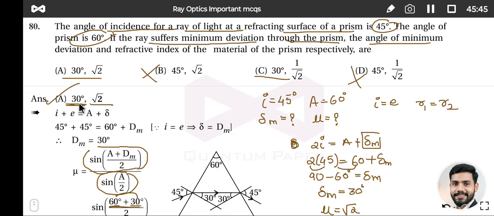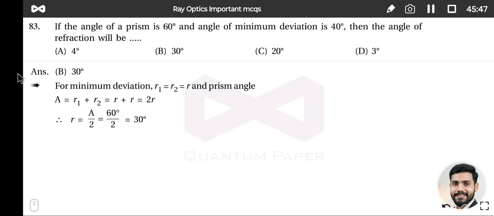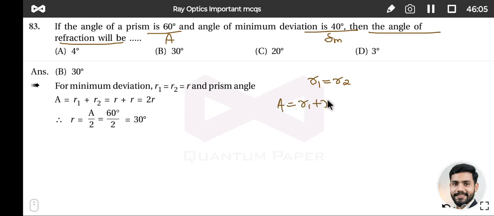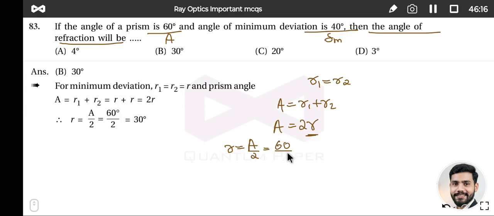Look at the next question. Next question, based on the very simple formula, angle of prism is given A 60 degree, angle of minimum deviation is given delta m 40 degree, and then angle of refraction we have to find out. So whenever the deviation is minimum, in that case we know that R1 is equal to R2, and we have one equation, A is equal to R1 plus R2. So in that case A is nothing but 2 times R. So we have to find out this R, so R is nothing but A upon 2. So angle of prism, which is given to be 60, if we divide by 2, we will get 30 degree angle of refraction. So correct answer is B. Look at the next one.